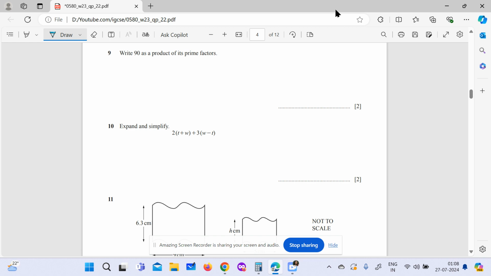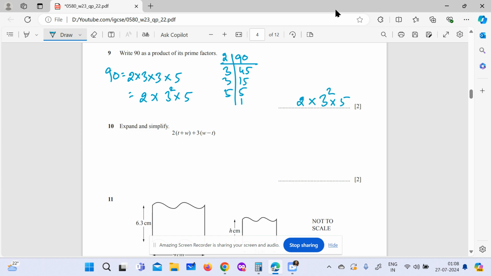Now let's do the next question. Write 90 as a product of its prime factors. Okay, so you can easily use the prime factorization method. So we can do prime factorization. 2, 45. Okay, so 90 is nothing but 2 times 3 times 3 times 5. That is 2 times 3 squared times 5. So this is 2 times 3 squared times 5.